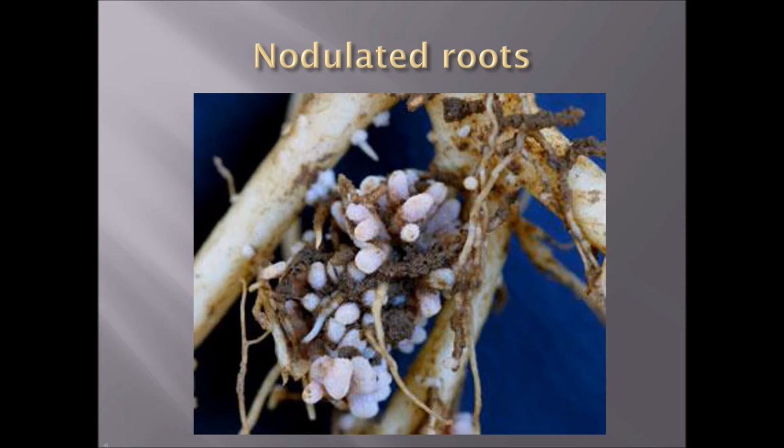This is a picture of the nodulated roots. So you can see the root has grown, and in the center you can see small knots called nodules. So there the bacteria will be present to fix the nitrogen, atmospheric nitrogen, and give it to the plant.